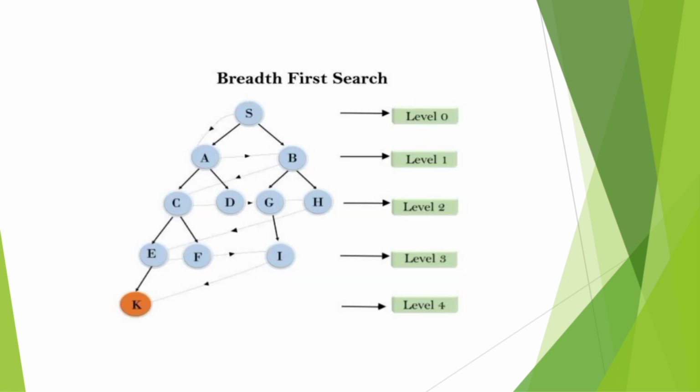It is the figure for breadth first search. That is, it first starts from the root node S, then expands the next level. The next level is A B, then the next one is C D G H, then the next E F H, then the final terminal node is K.